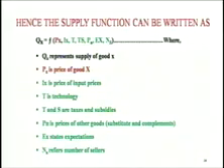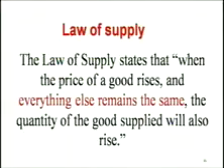Okay, in the demand function, we discussed the law of demand. When price goes up, quantity demanded goes down. That was called the law of demand. So in supply also we have the law of supply. What does it mean? The law of supply states that when the price of a good rises and everything else remains the same, the quantity of the good supplied will also rise.